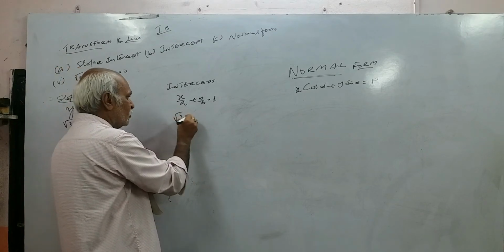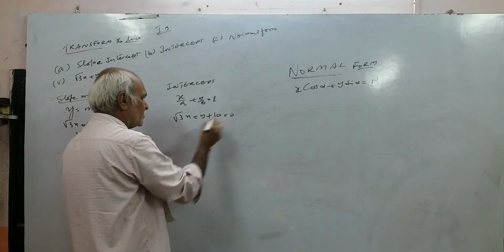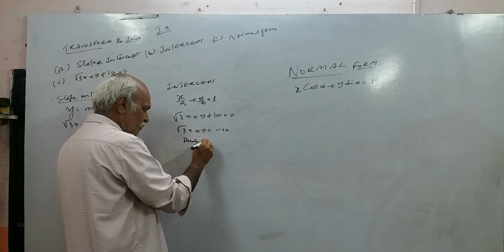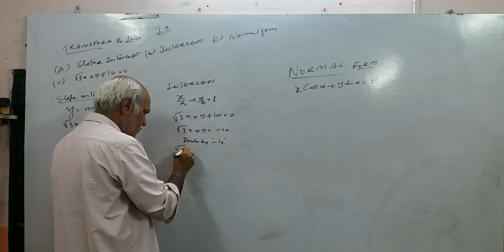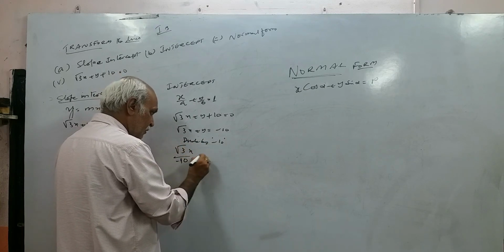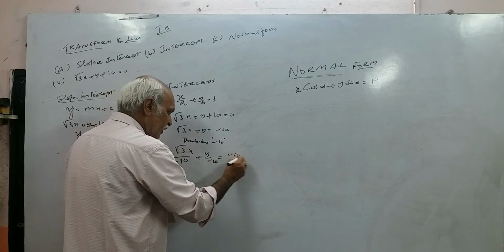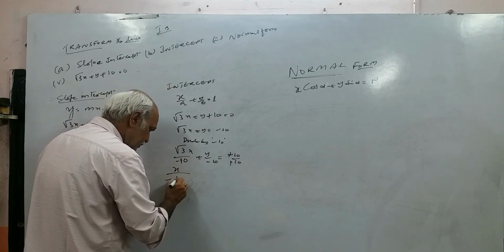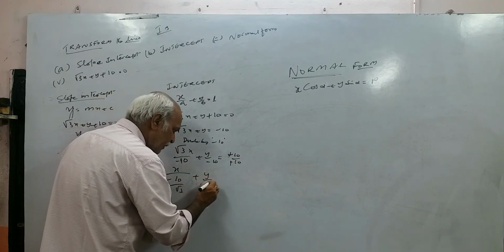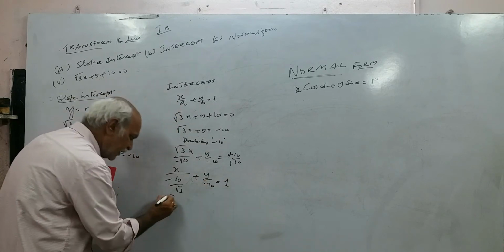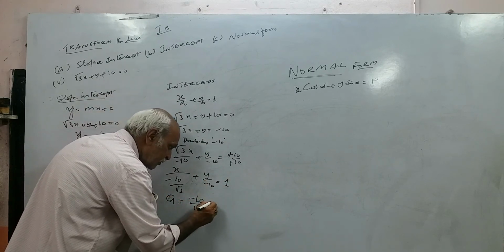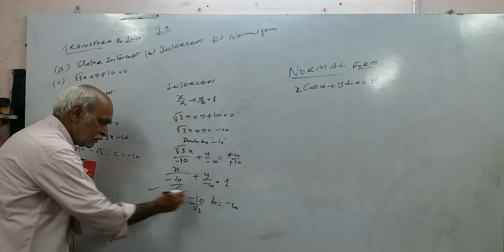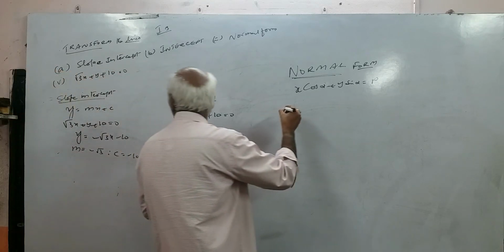Next we have to convert this. Look at here. Root 3 x plus y plus 10 is equal to 0. Root 3 x plus y is equal to minus 10. Divide by minus 10. So what will happen? Root 3 x by minus 10 plus y by minus 10 is equal to minus 10 by minus 10. Minus minus will get cancelled. This can be written x by minus 10 by root 3 plus y by minus 10 is equal to 1. So what is a value? Minus 10 by root 3. B value minus 10. Okay. Now most important is this. Okay, what is that given?